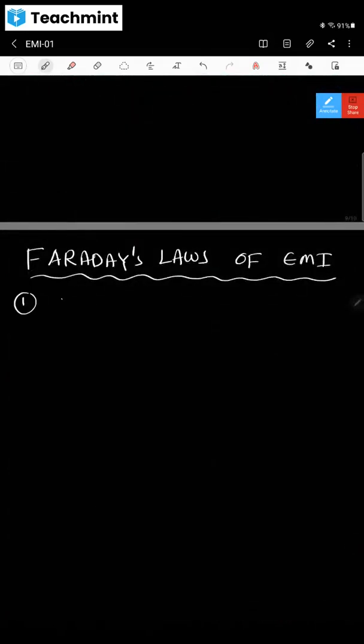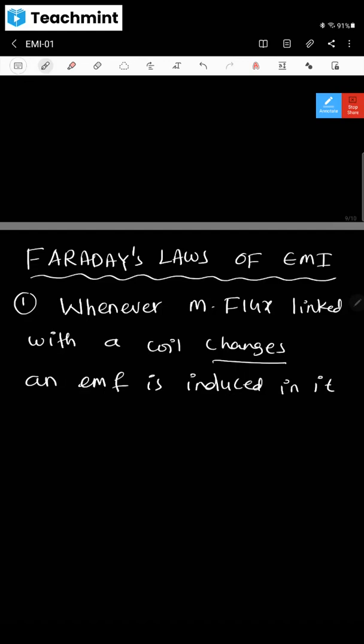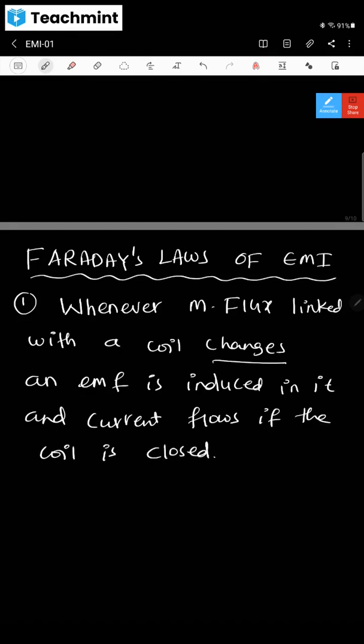First law says, write down this, I will explain one more time. Whenever magnetic flux linked with a coil changes, it may increase or it may decrease also, an EMF is induced in it, and current flows if the coil is closed. Okay, this is the first law.